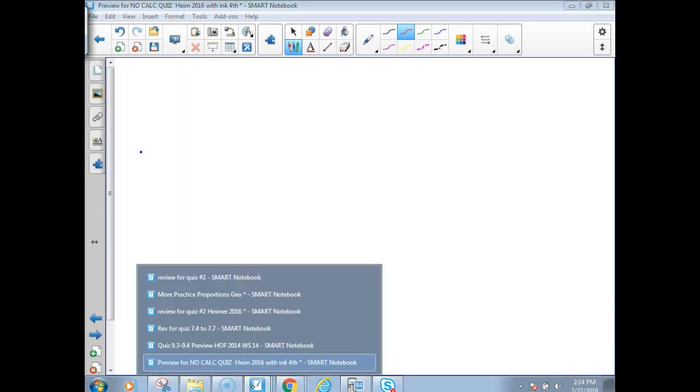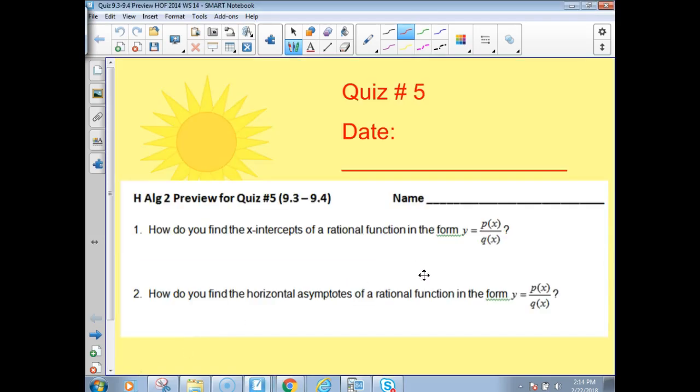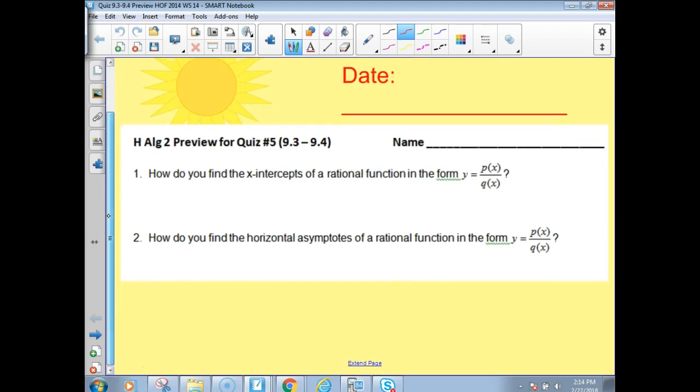So now we're going to go to the other part, which is the quiz preview. It says number 5. So technically, the no calc quiz is quiz 4, and then the other part is quiz 5. Not that we need numbers on our quizzes. How do you find the x-intercepts?